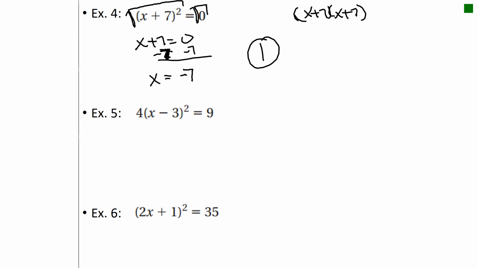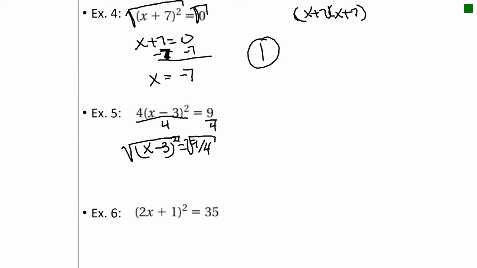Example 5. We're going to have to undo this multiplication of 4 first, so we're going to divide by 4. (x minus 3) squared equals 9/4. I'm going to keep that as 9/4. I'm going to take the square root of both sides.